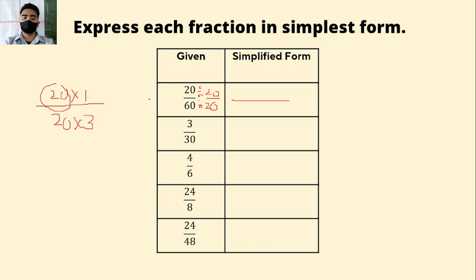20 divided by 20, the answer is 1. 60 divided by 20, what is the answer? The answer is 3. So therefore, we have 1/3, or the simplest form. If you have the GCF already, that you factored the numerator and denominator, and you just saw common factors for your numerator and denominator, you can cancel them out already.